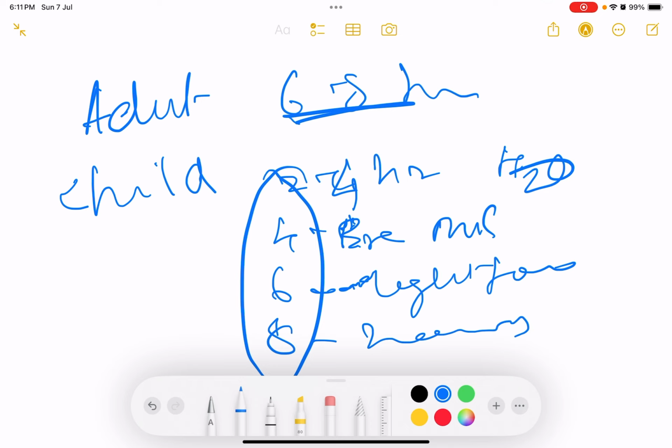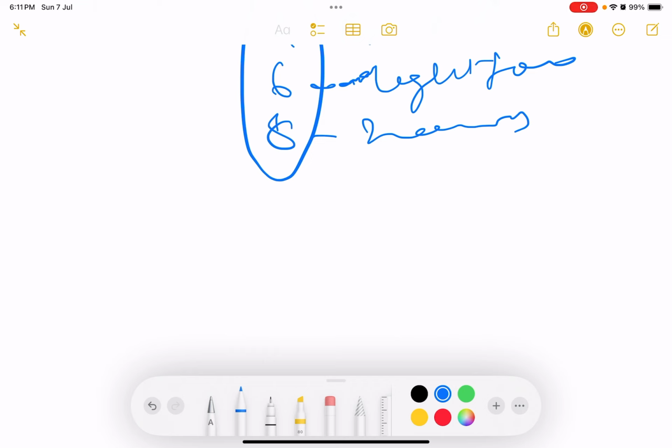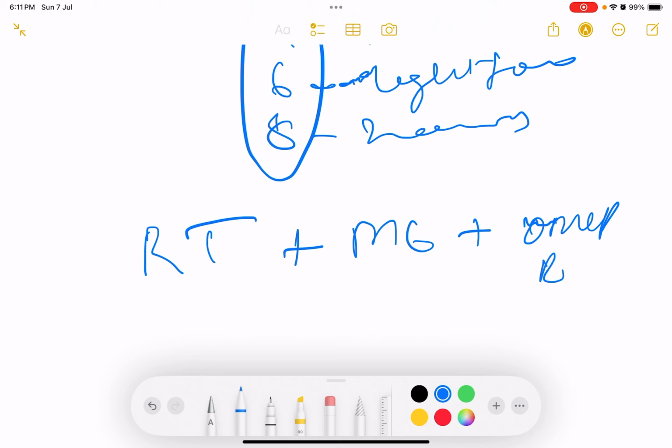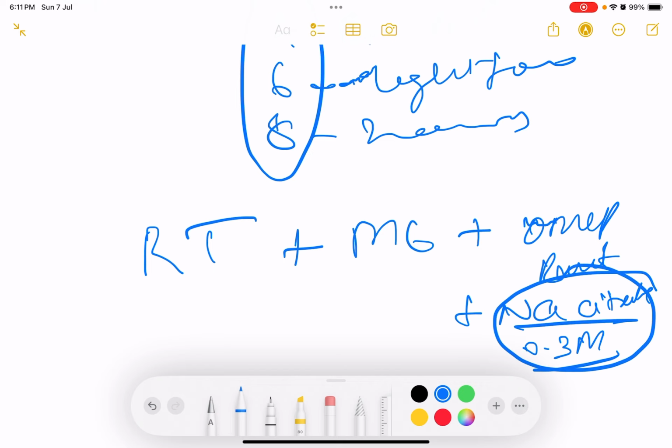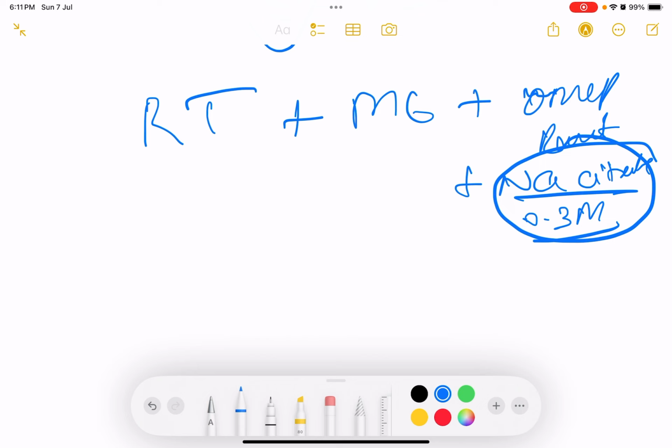All right, that's good. Emergency surgery, sometimes you can't do anything. If it's an emergency, put in a Ryle's tube, give metoclopramide, and also omeprazole and ranitidine. You can also give sodium citrate 0.3 molar. Why do you want to give sodium citrate? Citrate is just going to neutralize all the acid.